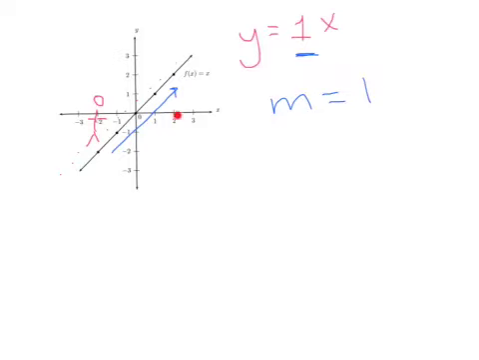At x equals 2, it's equal to 1. At x equals negative 2, it's still equal to 1. You're always just traveling in this straight line.